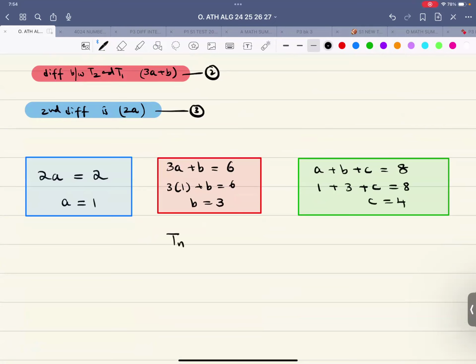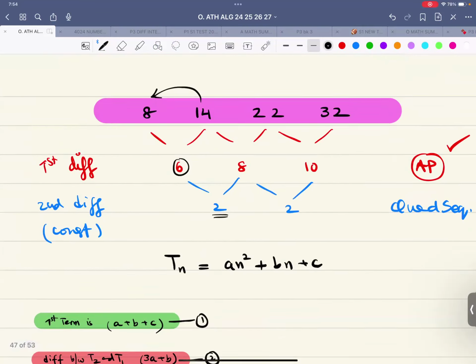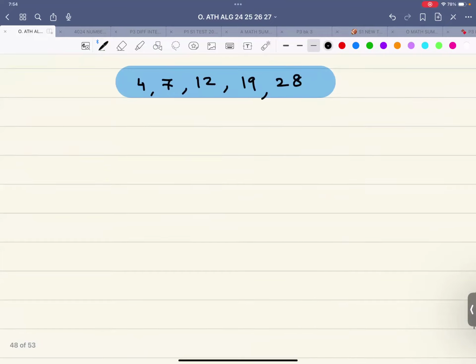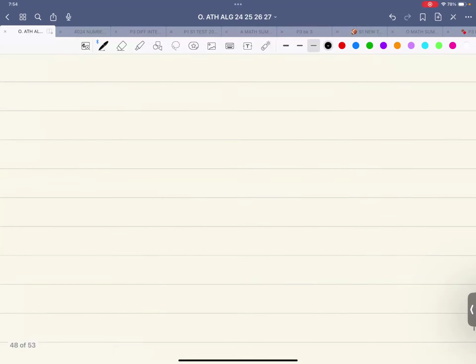So therefore, what is Tn? That is an squared, that is 1n squared plus bn, which is 3n, plus 4. So therefore, this is n squared plus 3n plus 4, and that is the quadratic sequence. So it becomes second nature to you, and that's how this thing is done. There are some more examples over here.